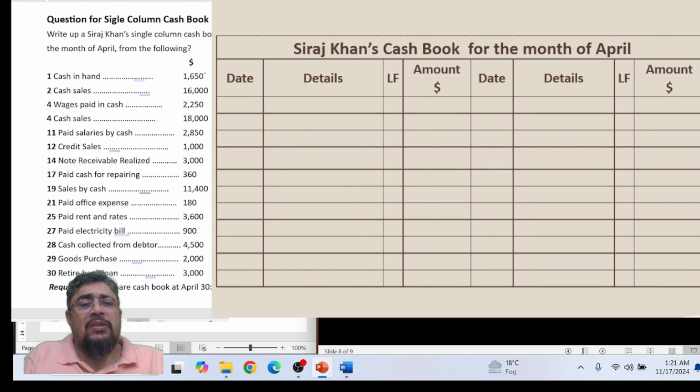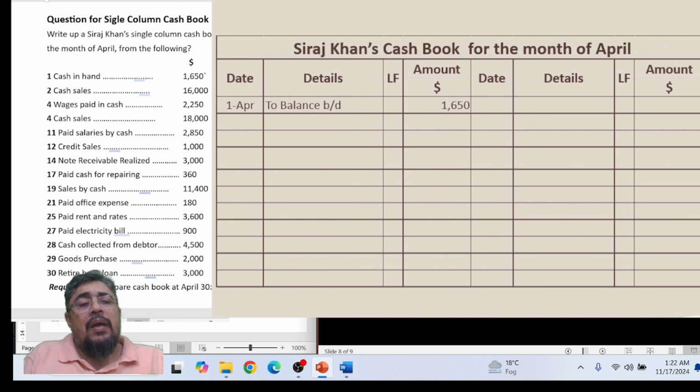Now the first transaction is cash in hand. On 1st April, cash in hand 1650. This is the opening balance. The previous month's closing balance becomes the opening balance for this month, and this month's closing balance will become the opening balance for next month. Cash is always a debit balance. So on the debit side we will write the date, 1st April, balance brought down, BD, and in the amount column 1650.